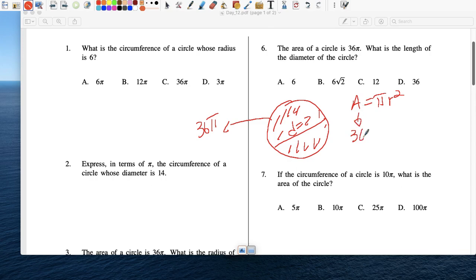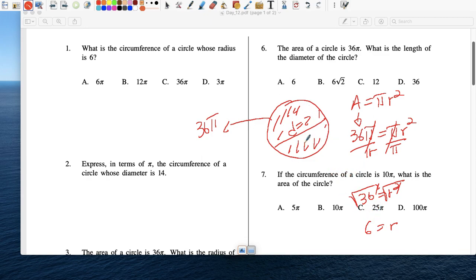Here is 36 pi equals pi r squared. Divide both sides by pi. Pi goes away. R squared is 36. Take the square root of both sides. R equals the square root of 36, which is 6. So the radius is 6.